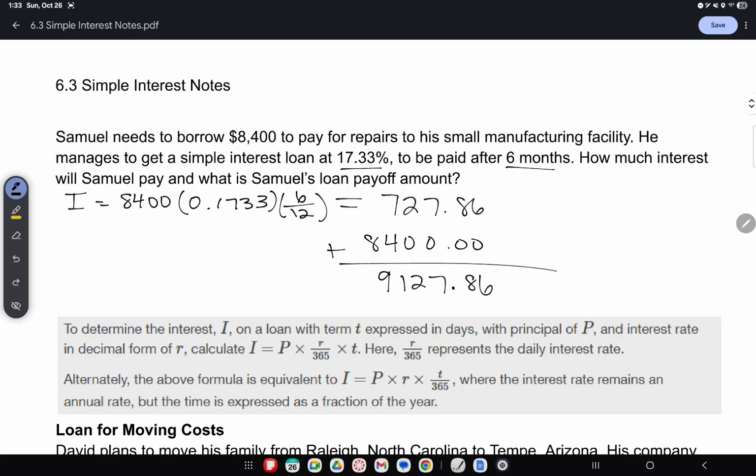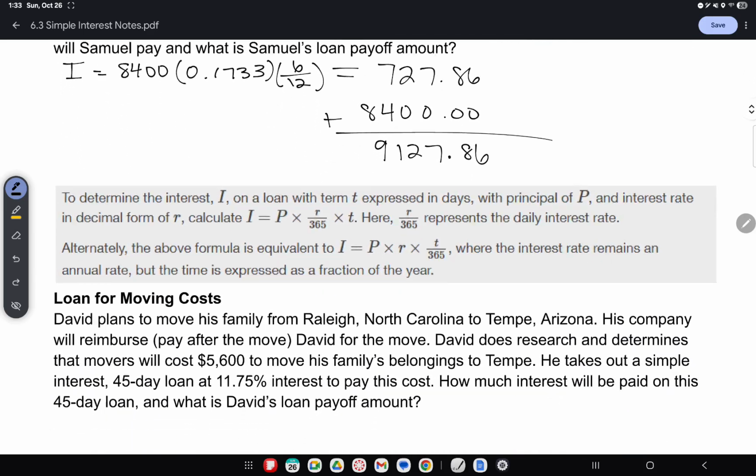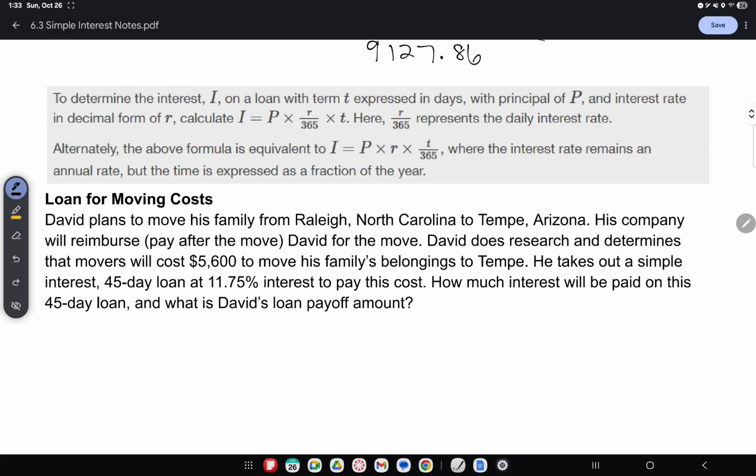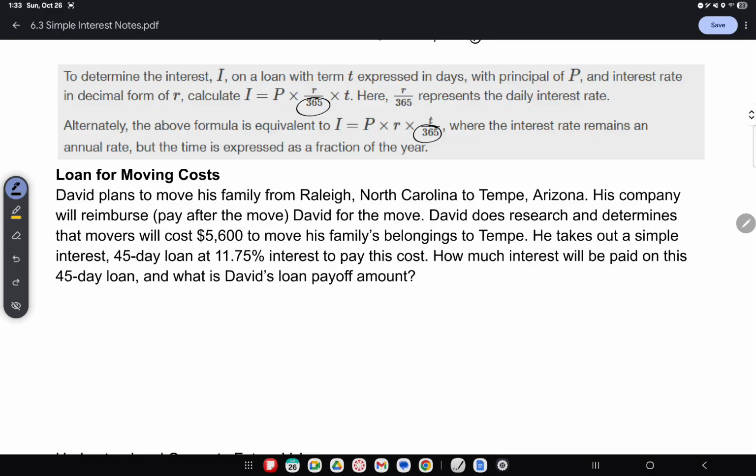All right, so that happens if it's all in months. It's potential that you could do it by day. So same formula. We can divide by the 365 days in a year, by the rate, or by the time. So it does not matter.